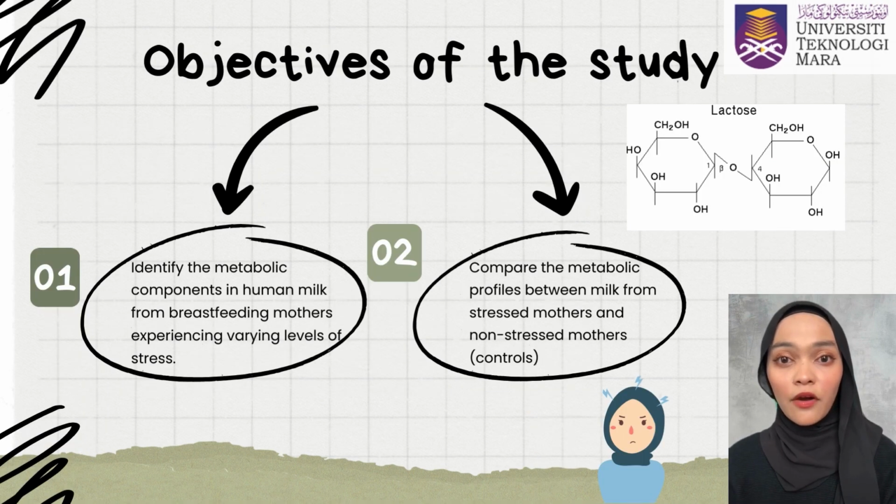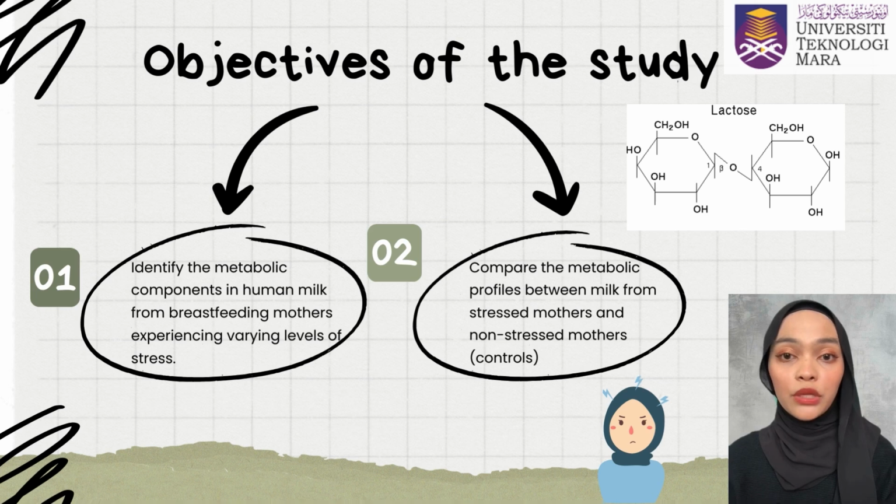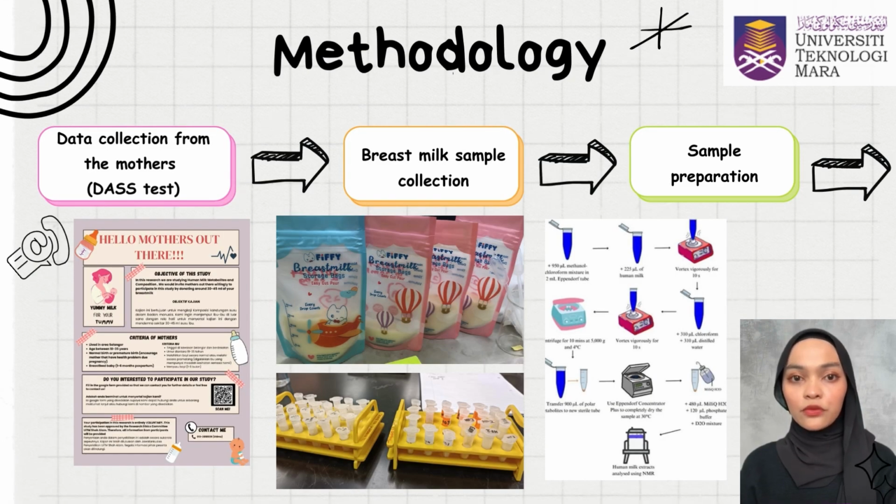There are two objectives in this study. Our first objective is to identify the metabolic components present in human milk from breastfeeding mothers experiencing various levels of stress. By using advanced metabolomic profiling techniques, we aim to comprehensively analyze the range of metabolites in the milk samples. The second objective is to compare the metabolic profile between milk from stressed mothers and non-stressed mothers, who will serve as control. By contrasting these profiles, we aim to pinpoint the specific metabolites that are significantly altered due to maternal stress. So let's move to the methodology part.